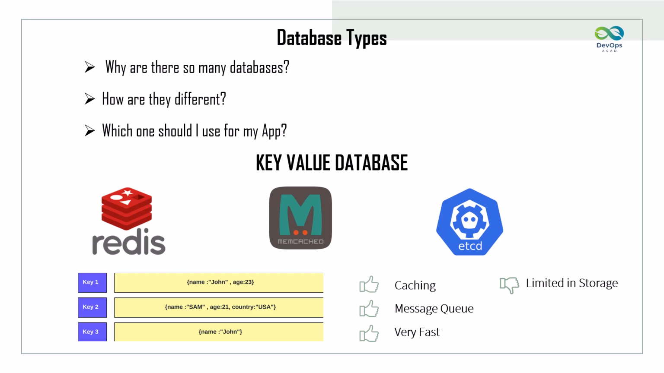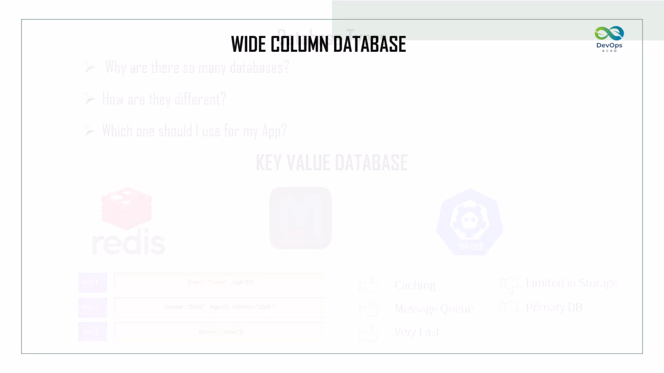One of the things also about this type of database is that you typically cannot use them as a primary database for your application. So the use case is for maybe caching and message queues, because of the efficiency in serving requests and all of that. So let's move on to the second one.